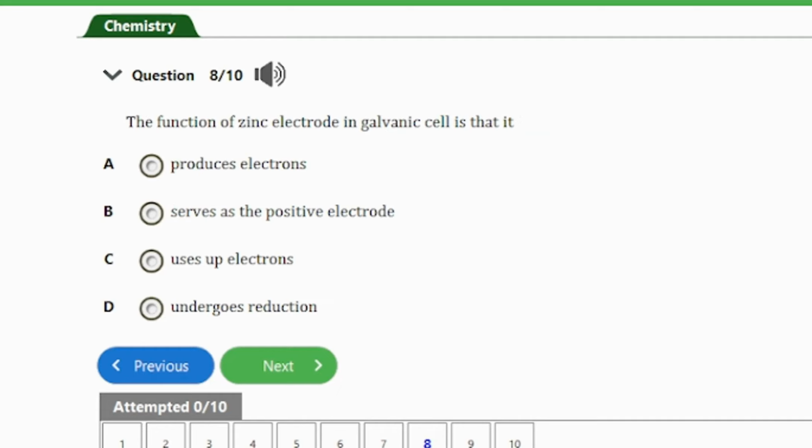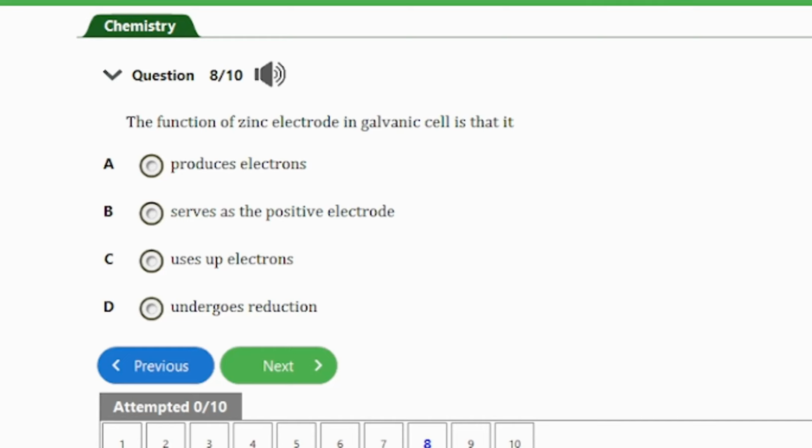So let's consider the next question. Question number 8. It says the function of zinc electrode in galvanic cell is that it A, produces electrons, B, serves as the positive electrodes, C, undergoes reduction, D, uses up electrons. So guys, the answer to this question is option A here, that produces electrons.